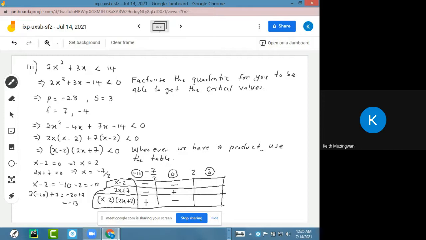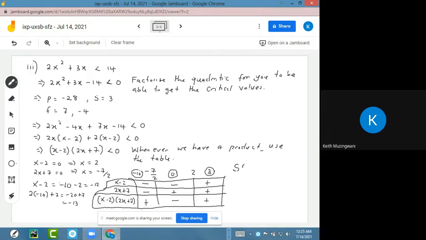So do the same to 0. And now we move to 3. So 3 minus 2 is positive 1. We just want positive. And 3 times 2 is 6 plus 7. We still have a positive. Multiply them, we get a positive. So what is our solution set?